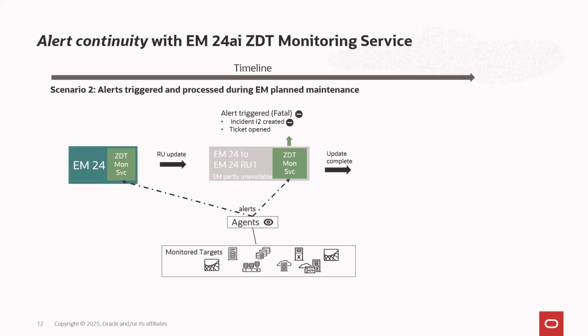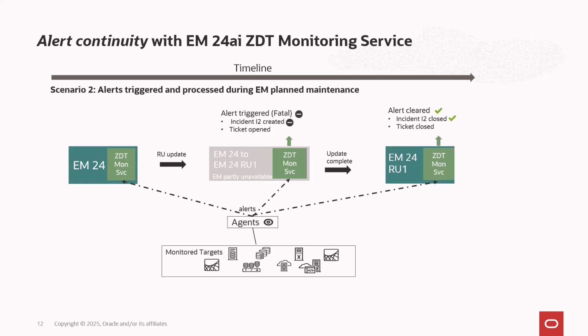Let's say later on, the update is complete, and now you're at EM 24 RU1, and the issue has been resolved, resulting in a clear severity. That clear severity is sent from the agent to the ZDT monitoring service, which results in the incident closed and also closing the ticket. So this is another scenario of how we can maintain alert continuity with the EM 24 ZDT monitoring service. And in this specific example, the alert triggered during the planned maintenance period, but you see how ZDT monitoring can act on that new alert and maintain its life cycle throughout the process.